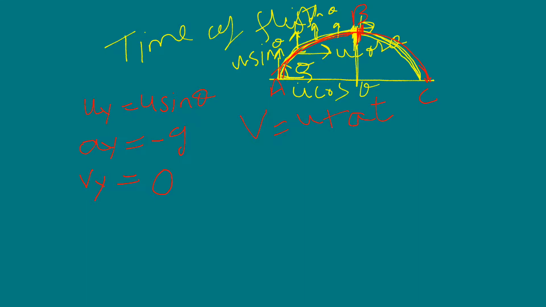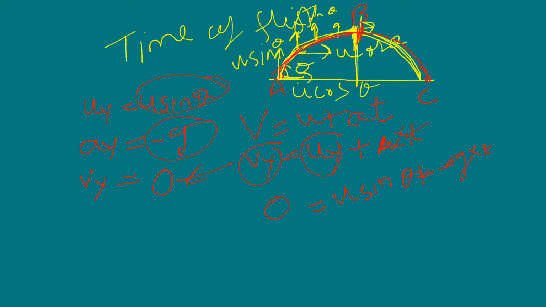Now we will substitute the values here. Final velocity equals initial velocity plus acceleration into time. Vy is given as 0, so we write 0. Uy is given as u sin theta, and acceleration is given by minus g, so plus minus g, and then into t.